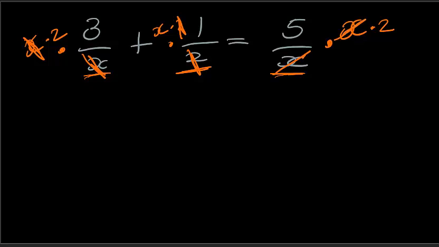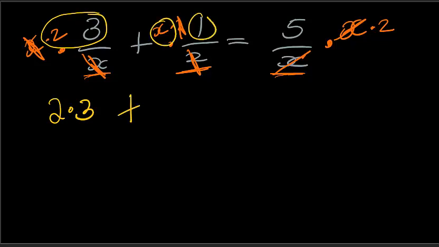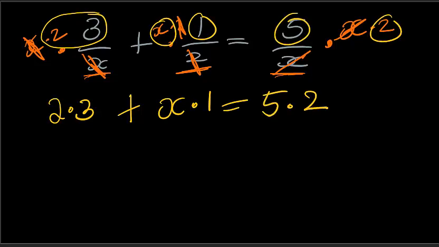So what I'm left with is 3 times 2. I'll write it out. So I've got 2 times 3 plus, you've got x and 1. X times 1 is equal to 5 times 2. So all of my variables and numbers are accounted for. Let's calculate. 2 times 3 is 6, x times 1 is x, and 5 times 2 is 10. So I've got 6 plus x equals 10.